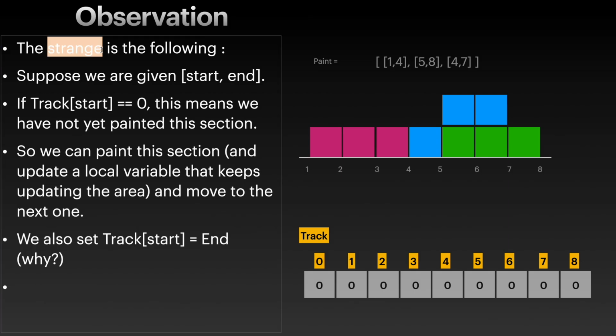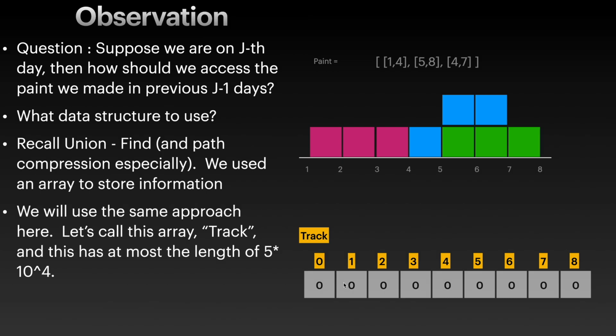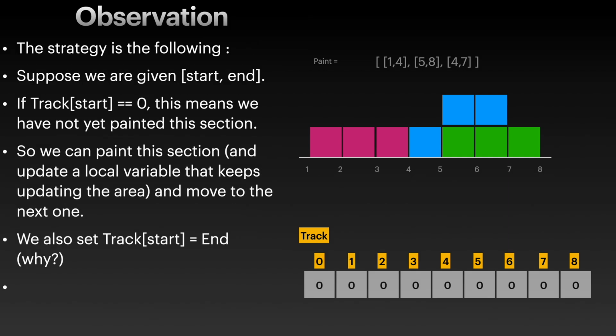Okay, so the strategy is the following. We are iterating over our paint array. On the first day we have 1 and 4, so 1 will be the start and 4 will be the end, right? If track of start is equal to 0, that means we have not yet painted this section. One thing I want to mention is that you create an array and initialize all the values to 0. You can set that value to some negative number, or to negative infinity, but as long as it is not a number greater than 0, it should be fine.